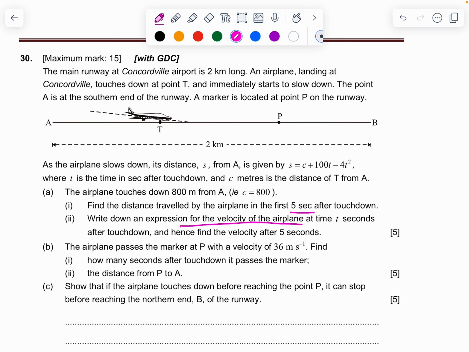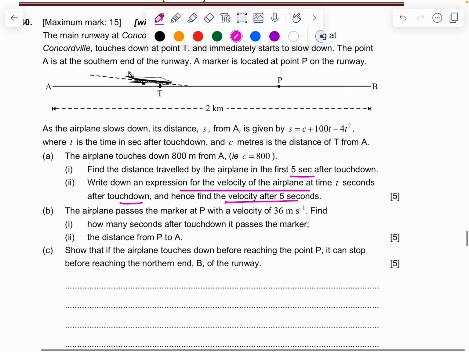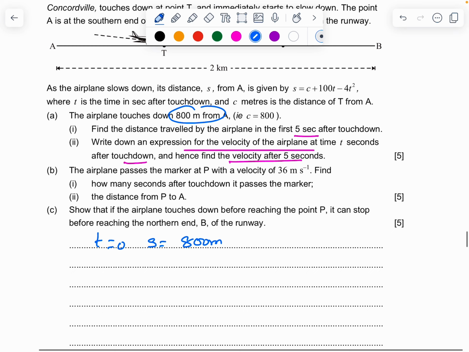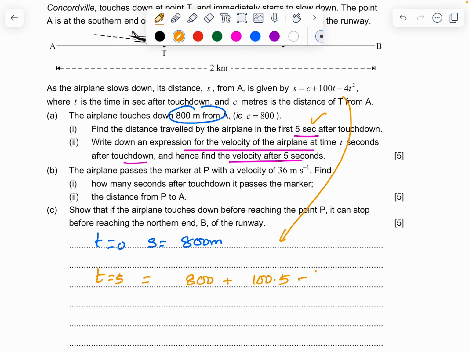Find the distance traveled by the airplane in the first 5 seconds after touching down. Write down an expression for the velocity of the airplane after touchdown and hence find the velocity after 5 seconds. For this, first of all, at t equals 0, s equals nothing but how much? 800, because it is touching down at a distance of 800. Now, at t equals 5 seconds, it will be 800 plus 100 times 5, I'm plugging in this, minus 4 times 5 square, which is going to be nothing but how much?